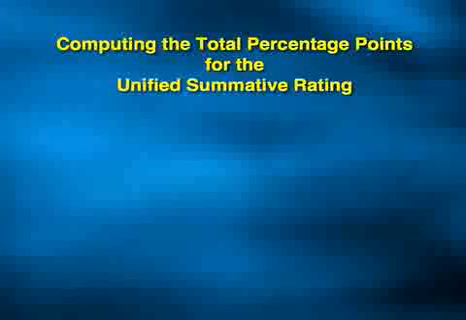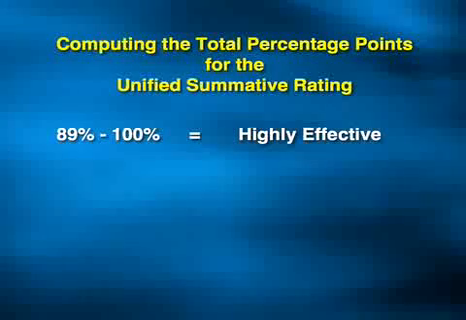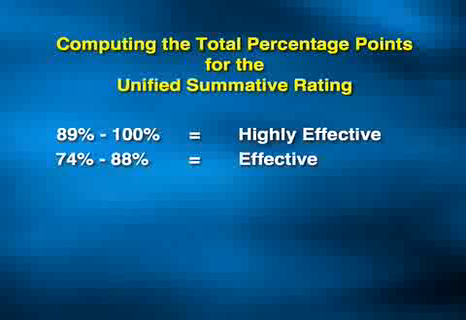The final unified summative rating will be the sum of the two components: the percentage points earned from student learning growth measures in Standard 1, learner progress, and those earned in the standards that represent professional practices. In order to attain a final unified rating of highly effective, the professional must achieve a total of at least 89%. A rating of effective requires earning a total of between 74 to 88%.